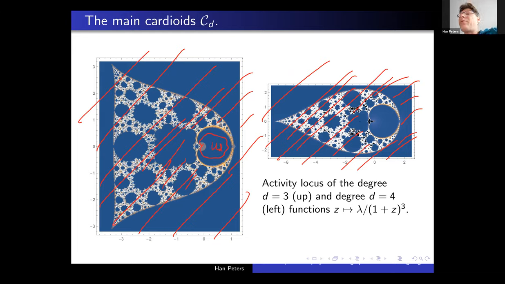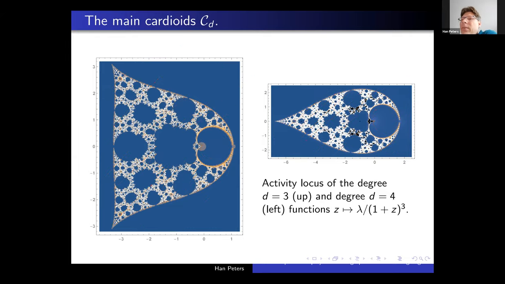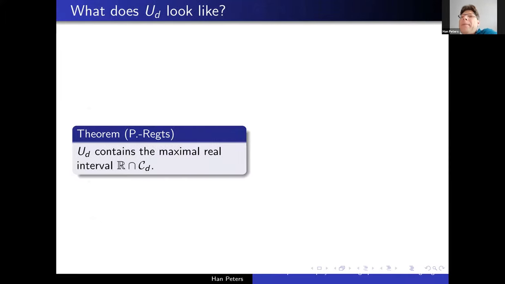So that's U4, and here we have U3. It must be inside of this main cardioid, where this function has an attracting fixed point. So the question now is, how is it really smaller than the cardioid? And how are they related? So let me discuss that. What does UD look like?